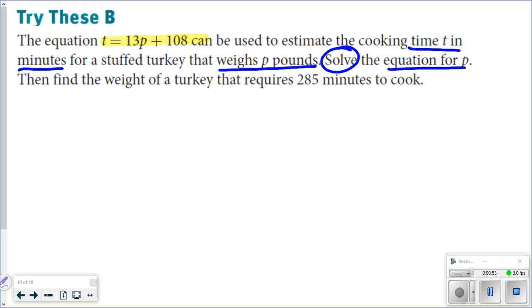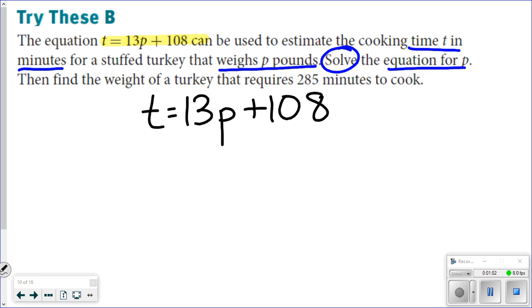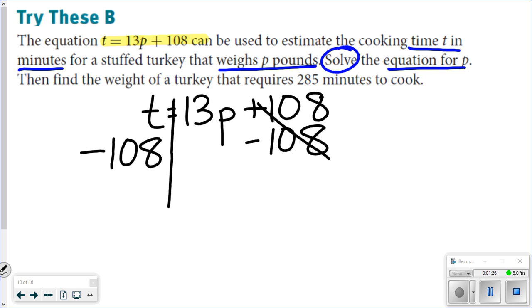So let's write it out. You can use the My Notes section of your book if you run out of room. And we are solving this equation for P. So we want 13P by itself. So in order to do that, we are going to subtract 108. I cannot do T minus 108 and put them together because they're unlike terms. So let's leave them separate.